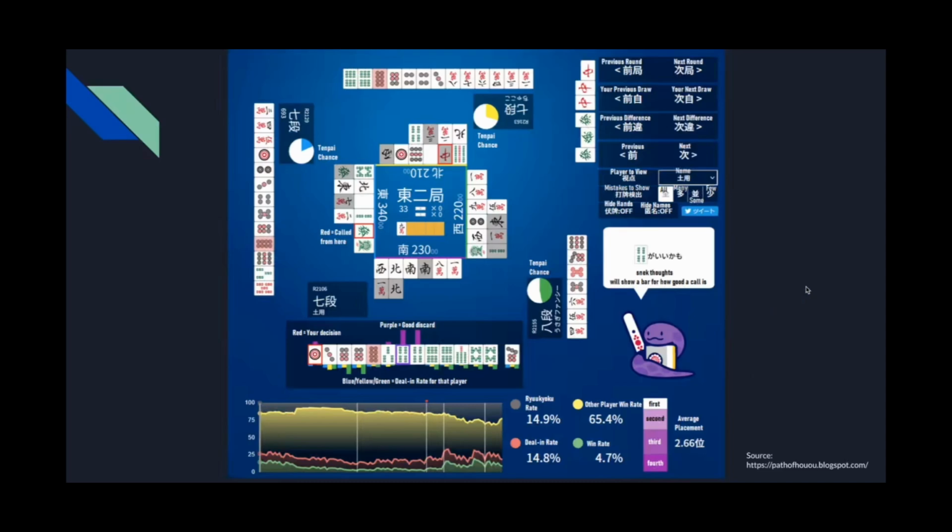I don't pay any attention to these. I don't think you need to. It doesn't really help that much. And then finally, there's an average placement, and that's for the total game. So it's just a rough estimate of what your placement is going to be.